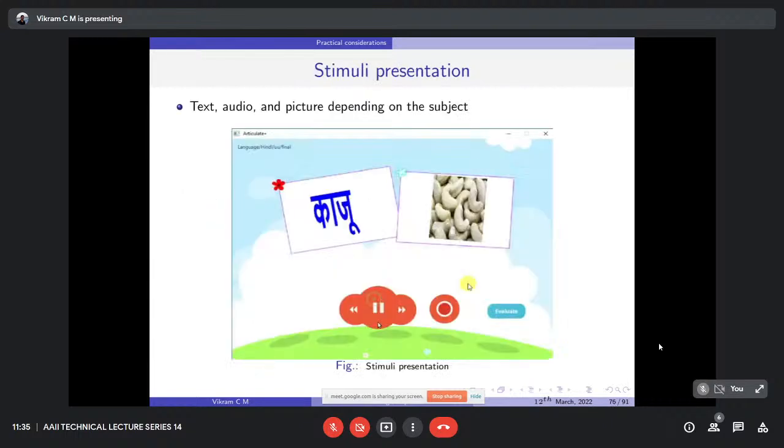Now, how is the stimuli prepared here? We can present the stimuli in terms of audio. If the person is an elderly person, we can just provide text or audio information. Whereas if we are dealing with children, then we need to show images to elicit a particular sound. So there are different ways: text, audio, as well as pictures.